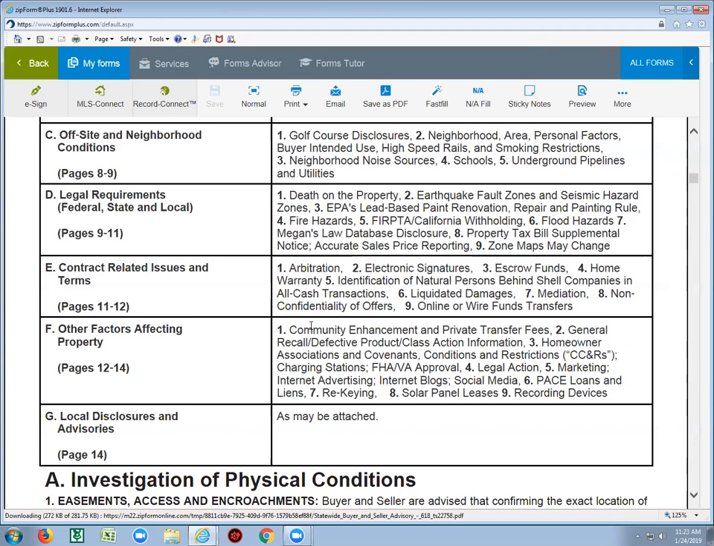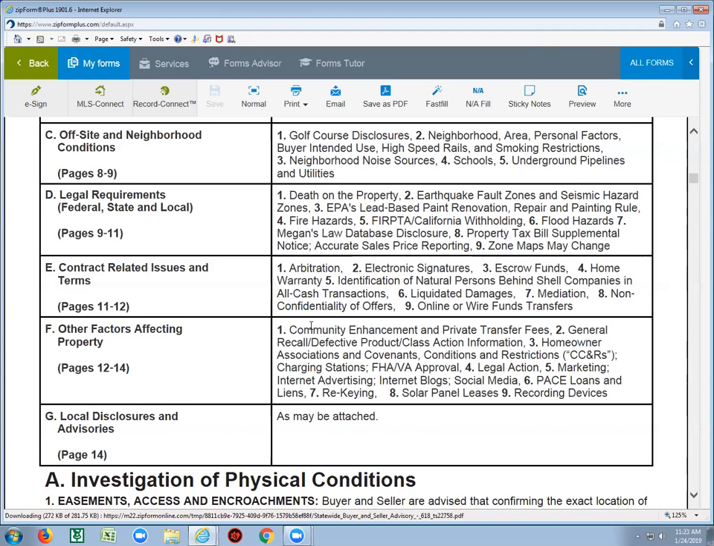Liquidated damages, mediation, non-confidentiality of offers, NCF, non-confidentiality of offers, okay? Online and wire fund transfer. Those are contract related.